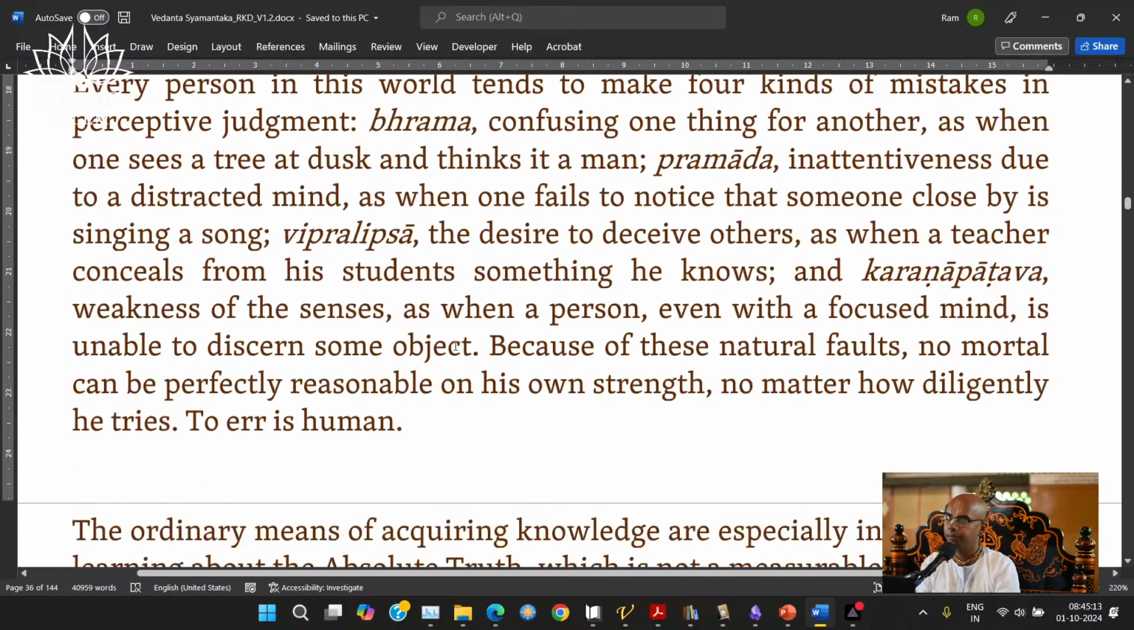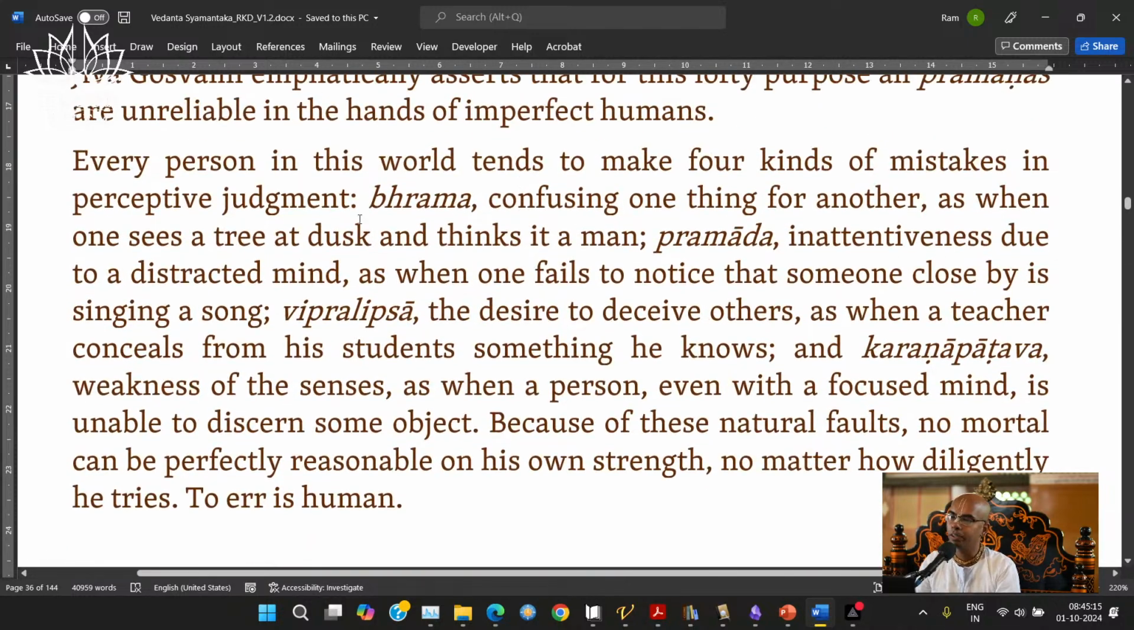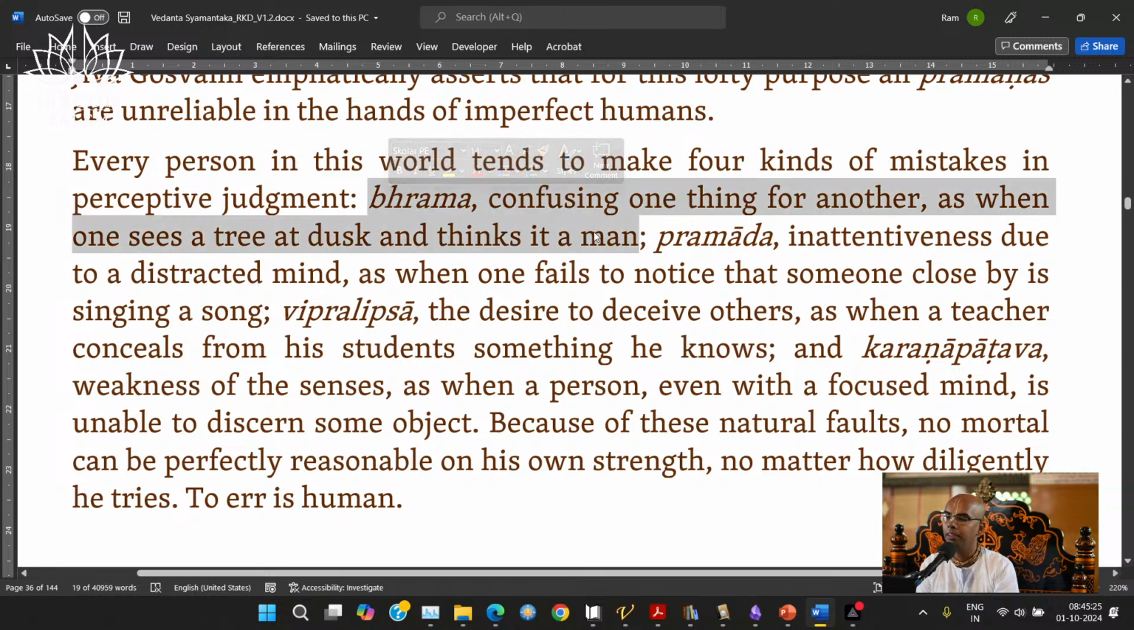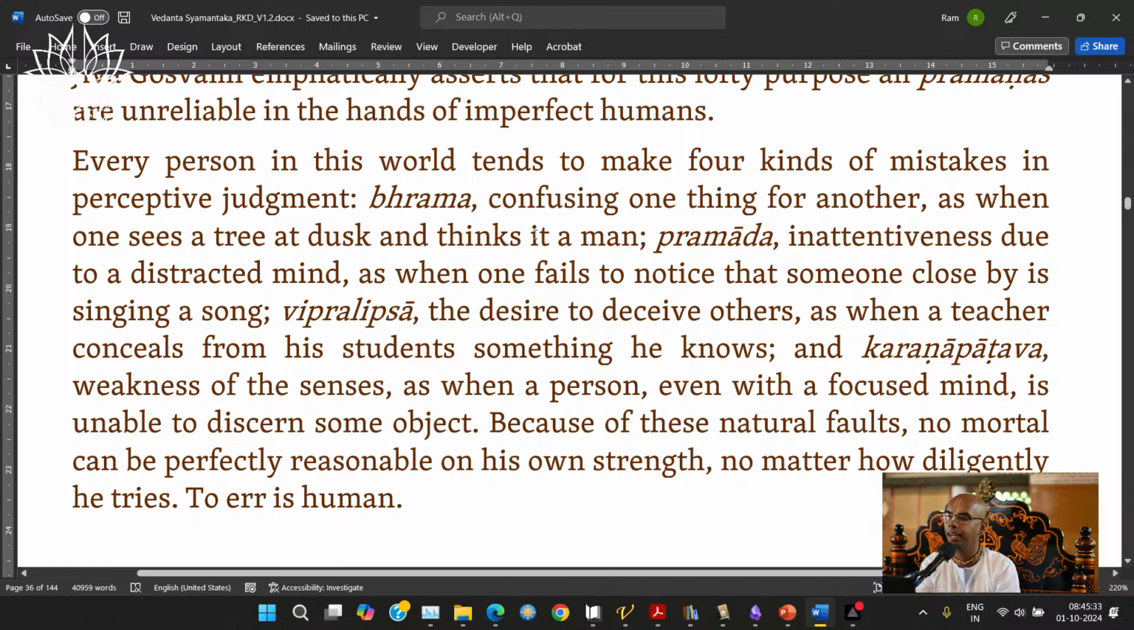So, Sri Jiva Goswami says that there are four kinds of mistakes in perceptive judgment. There is Brahma, confusing one thing for another, as when one sees a tree at dusk and thinks it a man. So, Brahma is illusion. When one sees a tree in the dark, he might misconceive it as a man. That is an illusion.